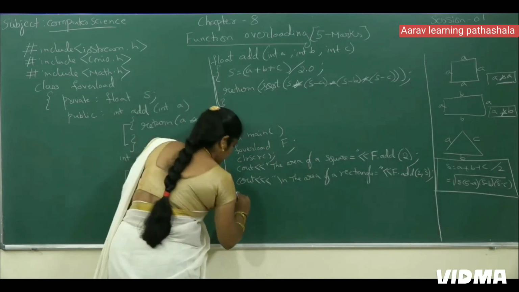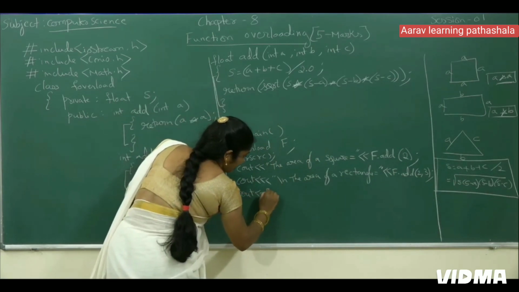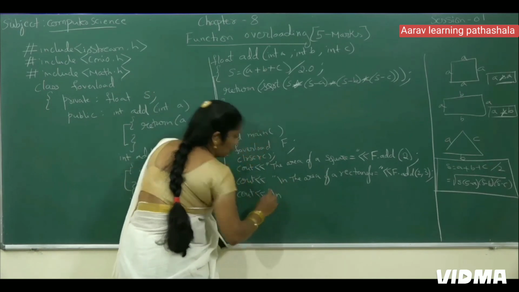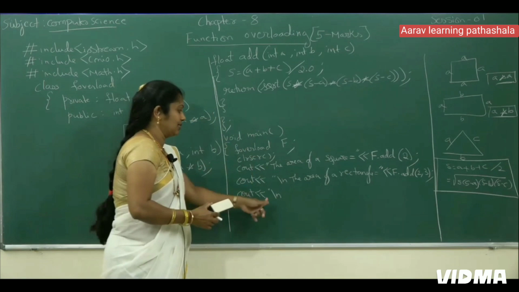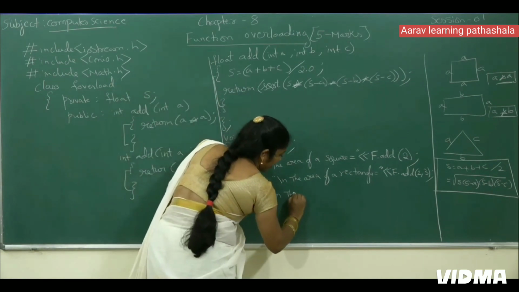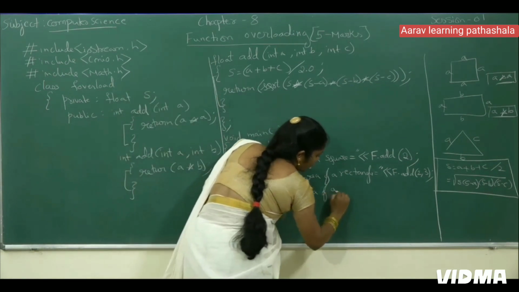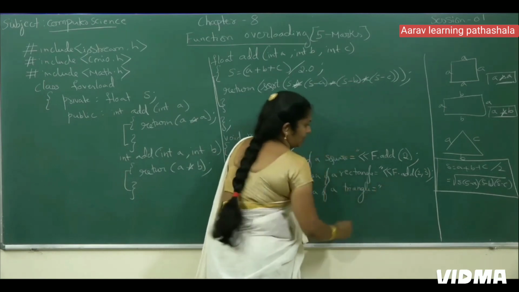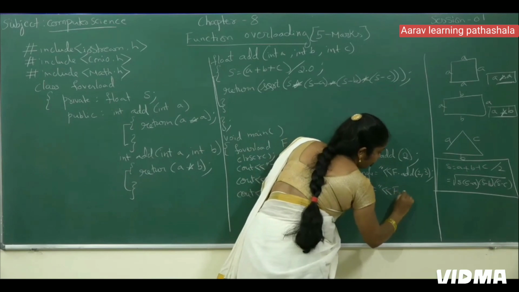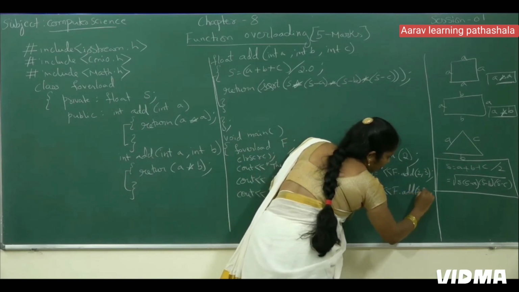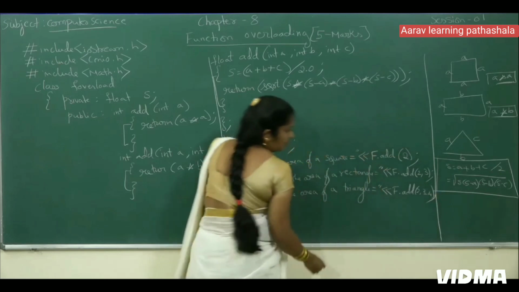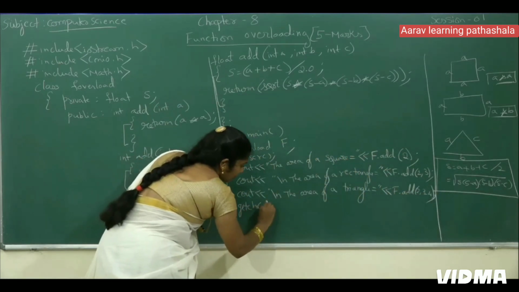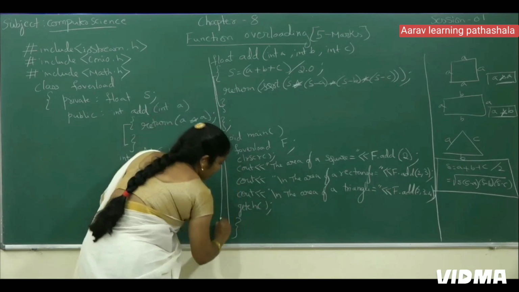Next, the third one, cout. Here once again \n, because we want to display the result in the next line. The area of a triangle equals. Display the value, that is f dot add 2, 3, 4. Then a semicolon at the end, getch, and close the main program which you opened here.